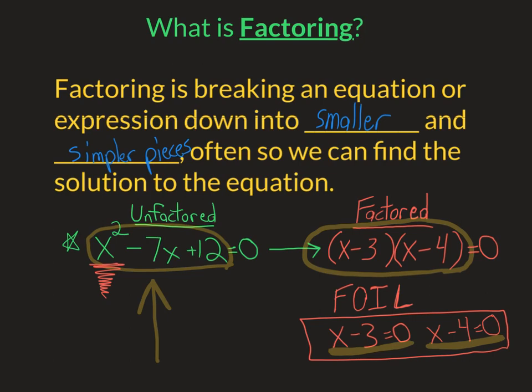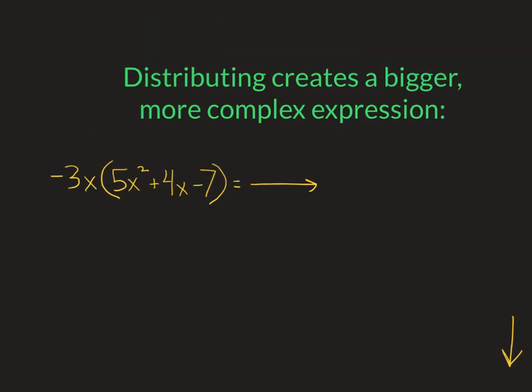Okay? So that's the whole point of factoring. We're trying to break these back down into smaller, simpler pieces. It's basically the reverse of this polynomials unit you just finished. We're going to learn to go the other direction and break them back down. All right. So here, distributing creates a bigger, more complex expression. We were just doing this stuff, right?